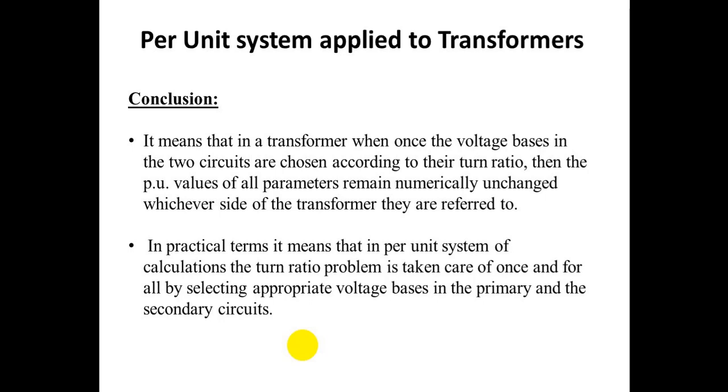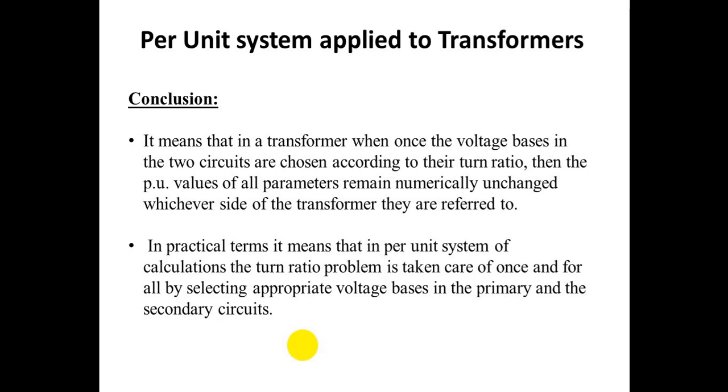Whether you refer the circuit to the primary side or to the secondary side, practically there is no change in their per unit values. Logically you can see, if you do not go to the per unit calculation, their actual values are quite different. But in the per unit system there is no change in their values, whether you refer it to the primary side or the secondary side. This is a very big advantage of using the per unit system in the case of transformers.